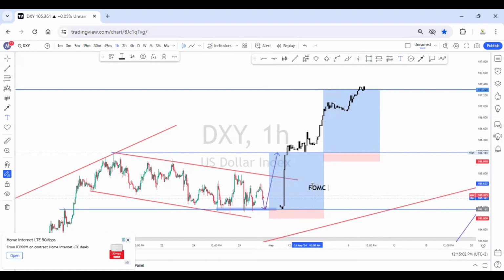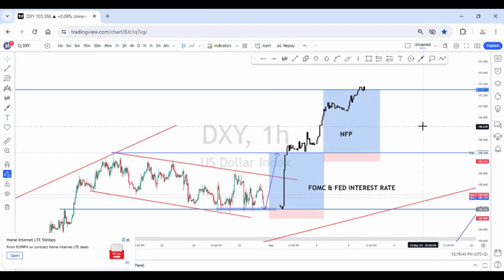FOMC and further interest rate, something like that. I don't see interest rates something like this, and then here it's the NFP. I believe this is what is going to happen. I believe that the dollar specifically is going to be strong.